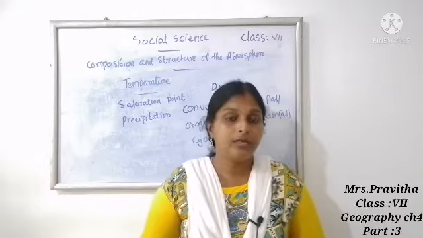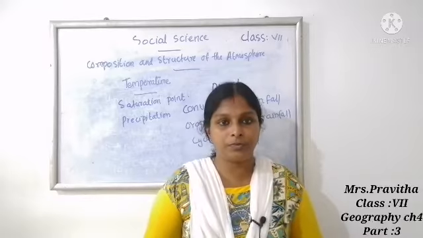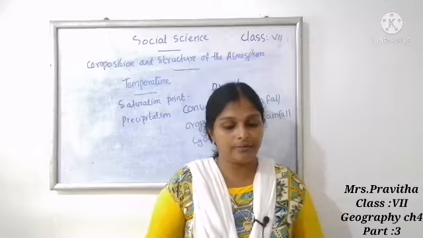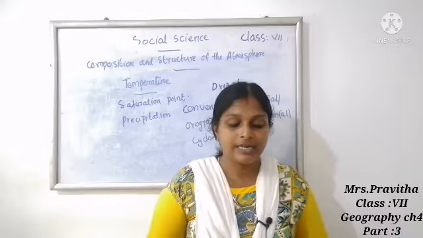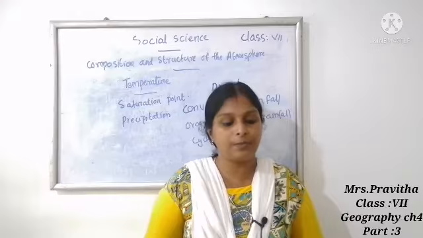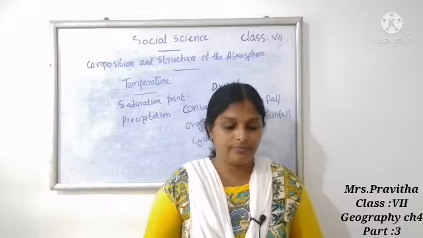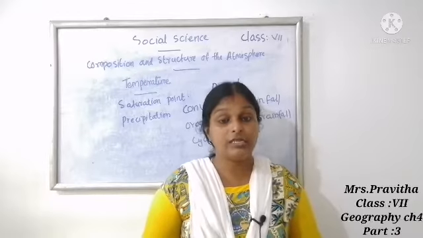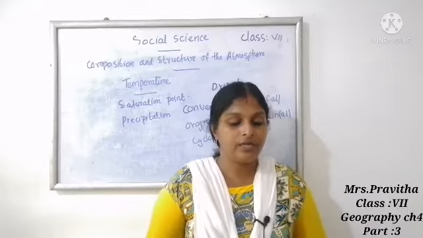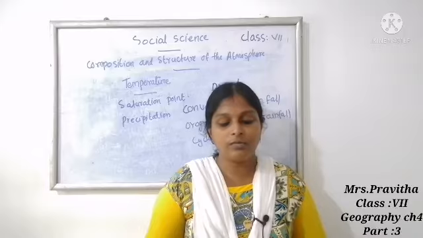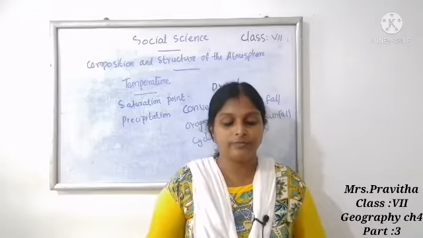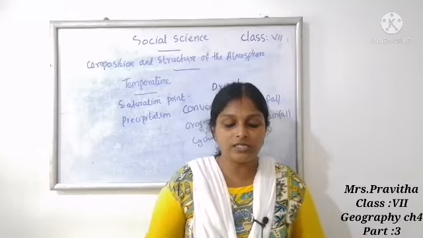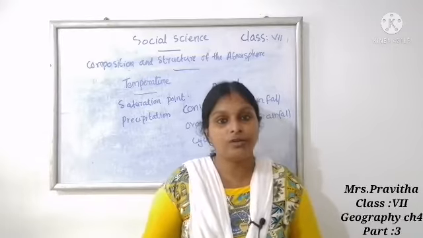Hail. B section, choose the correct option. This layer of the atmosphere contains the ozone layer: troposphere. Second one, this is a form of precipitation: drizzle. Third one, at this stage air gets saturated: saturation point. Next one, this instrument measures the speed of wind: anemometer. Next one, this is the hottest period of the day: afternoon.